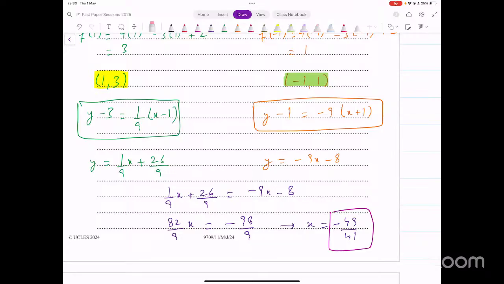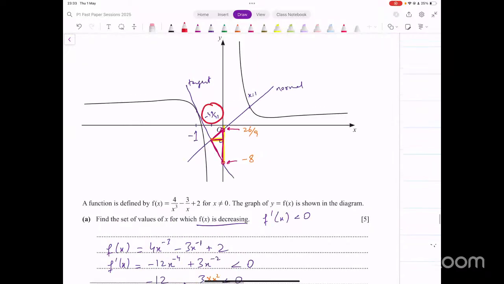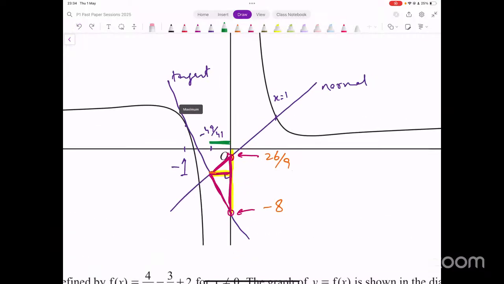That's the x coordinate of the point of intersection of these two lines. So what is this distance then from the origin? This is 49/41. We would consider that as the height of this triangle. 49/41. This would be considered the height of the triangle.